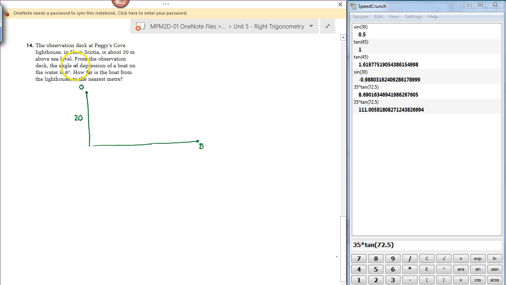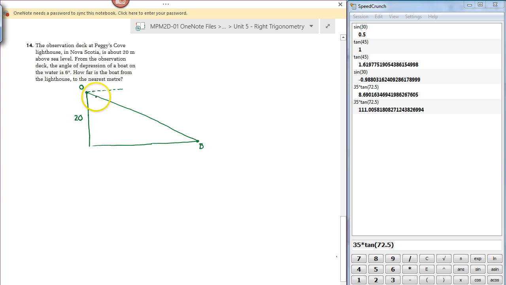So it says that the angle of depression of a boat on the water is 6 degrees. So this is the part that we want to be sure we understand. It's saying that the angle of depression from point O to point B is 6 degrees. So this is how we ensure we do this right. At O, I'm going to put a dotted line which represents a horizontal, and then I'm going to connect those two, like that.